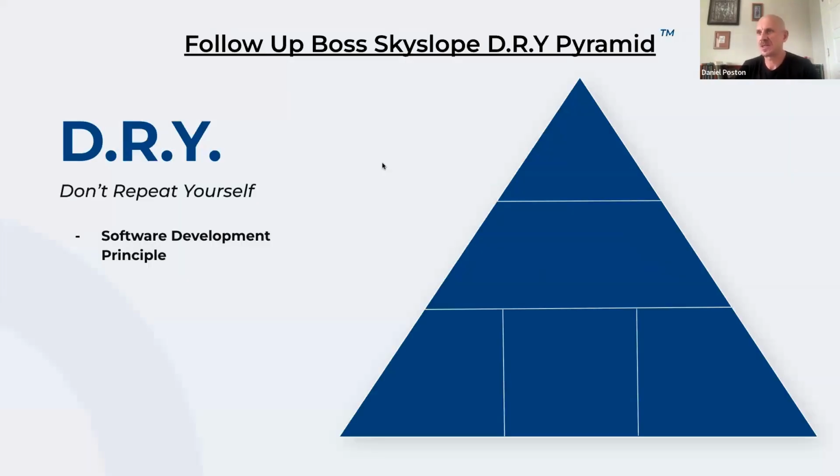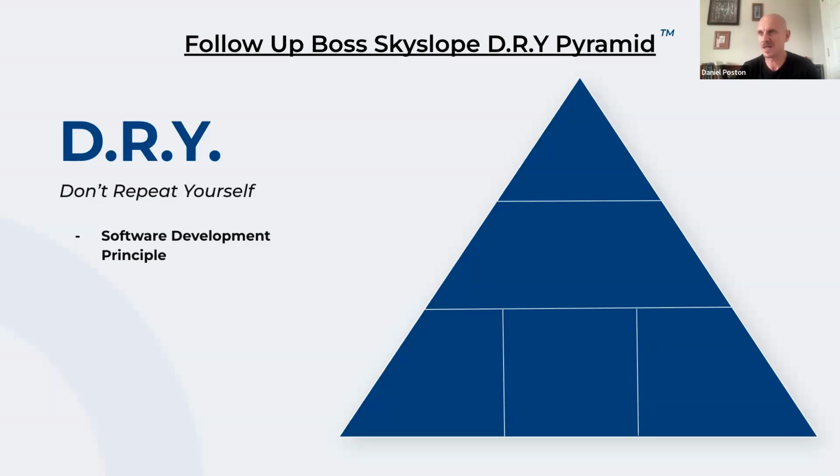Skyslope DRY pyramid. So what does DRY mean? It's a software development principle, which means don't repeat yourself. In software development, it's about building functions that do similar things over and over again, so you don't have to keep writing the same code in multiple different places. How this relates to real estate teams is I'm sure you're all exhausted by duplicate data entry. Our goal is to eliminate duplicate data entry throughout the organization, and not just for single people. Once somebody enters data somewhere, we want it to flow to anywhere else it needs to go.